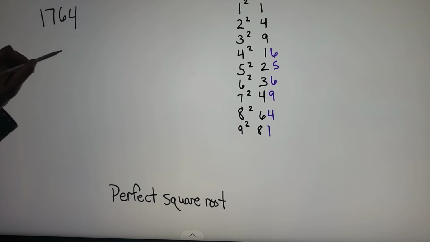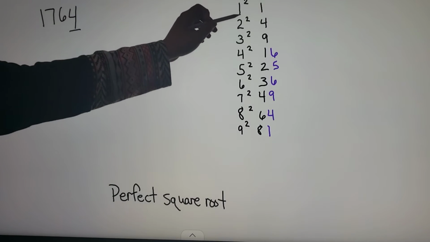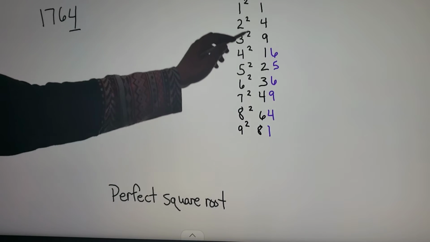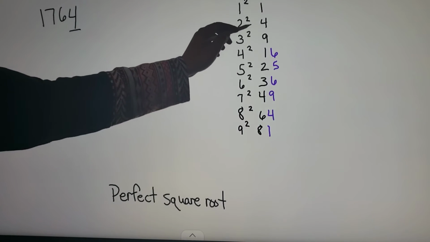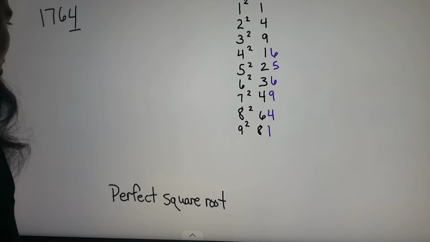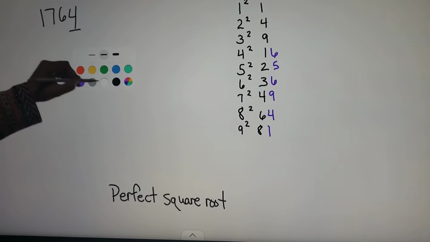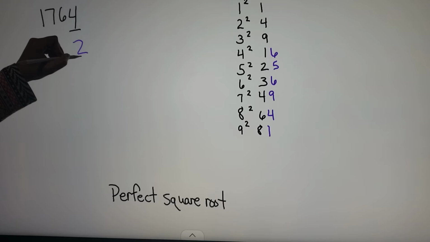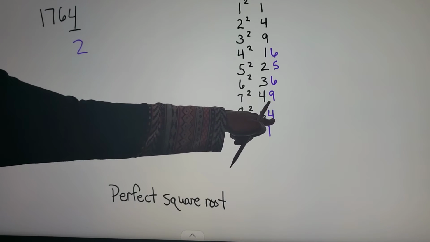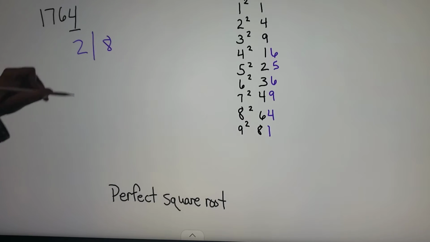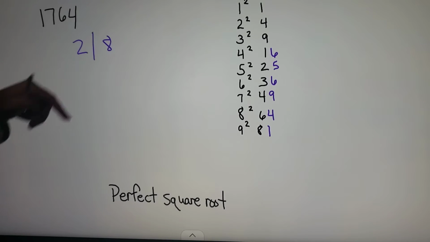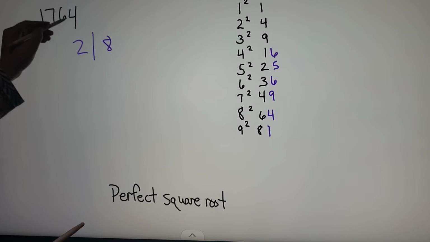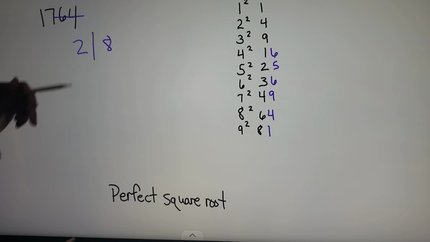So what you want to do here is look at this 4. You want to find the two square roots that end with the number 4. So here we have the square root of 2, and then down here there's our other 4, 8. So what we do here is we cross off our 64. So we're looking at both 2 and 8.